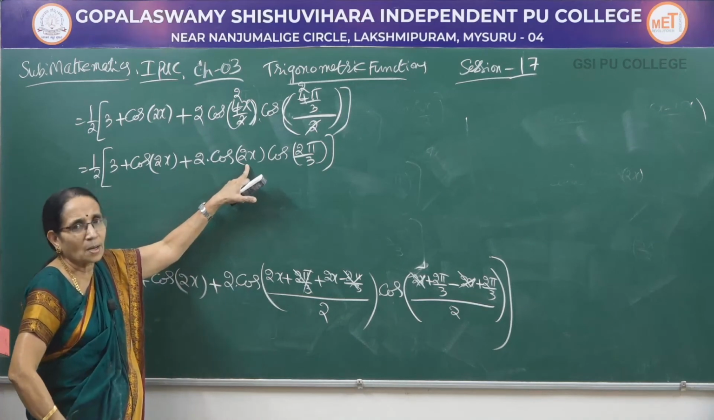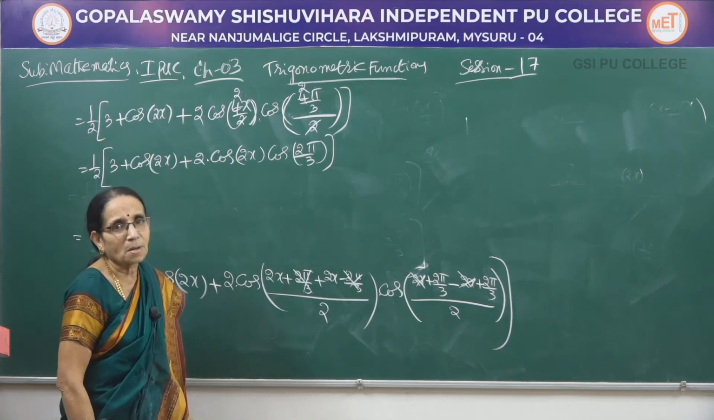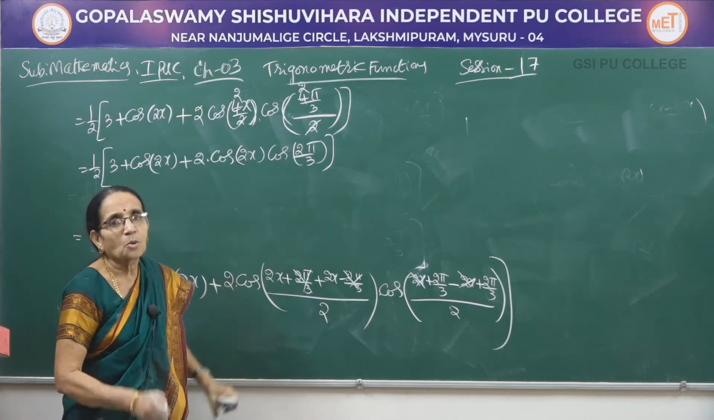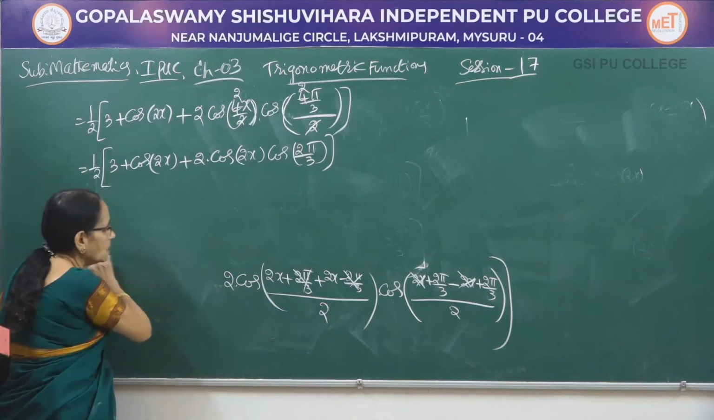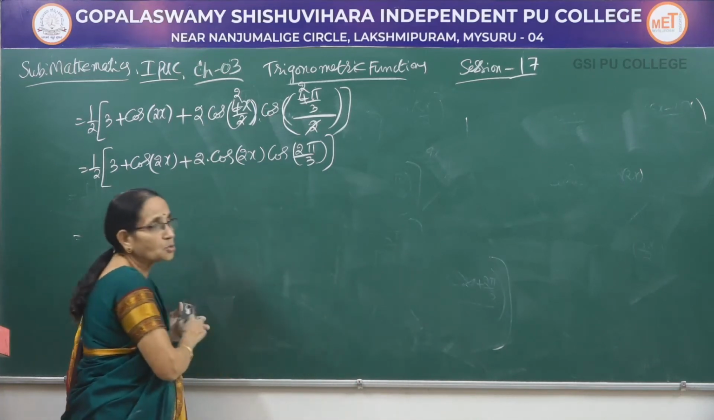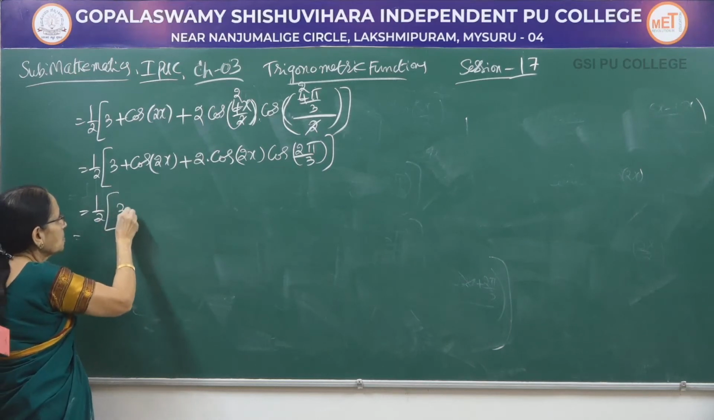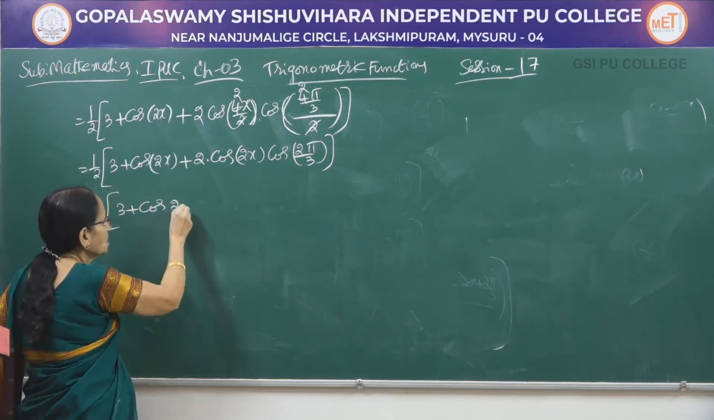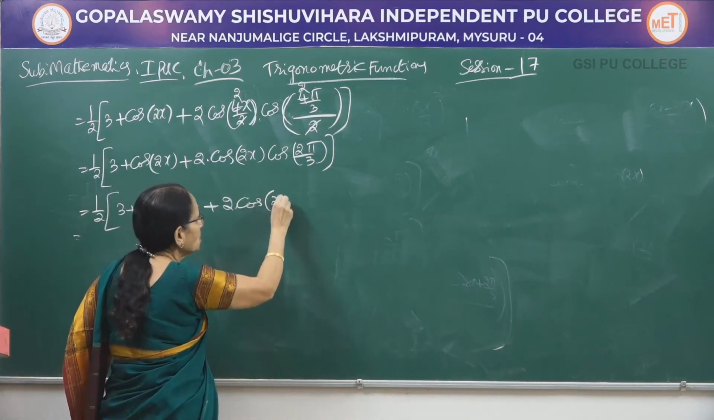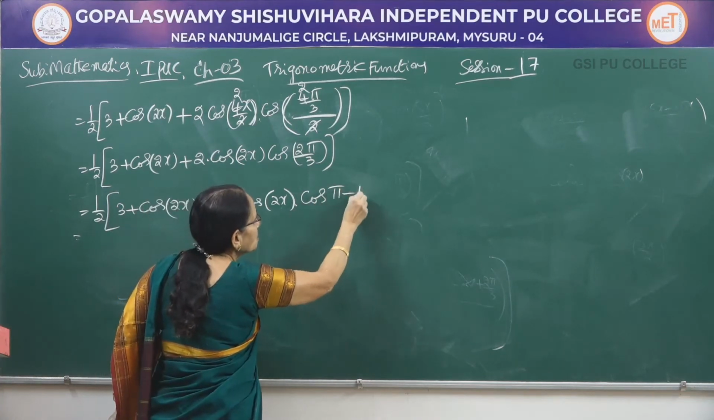Now this is an unknown angle, unknown number, you can't do any simplification, whereas 2 pi by 3, that is 2 into 60, 120 degrees. It is in the second quadrant, you can make use of the allied angle and you can get the exact value of that. That helps us to get the right hand side. So it is half of 3 plus cos of 2x plus 2 times cos of 2x into, write this as pi minus pi by 3.